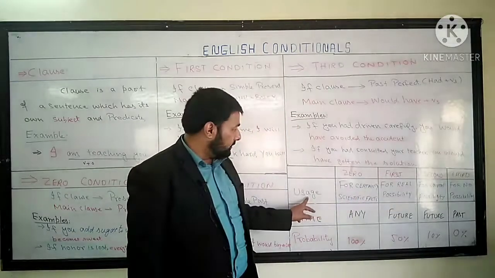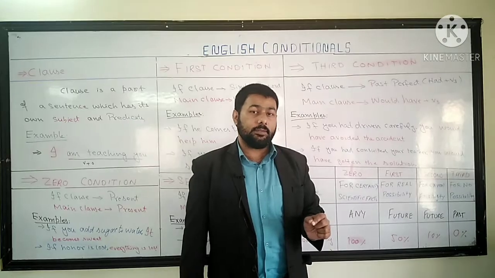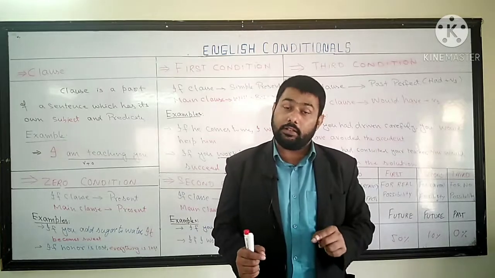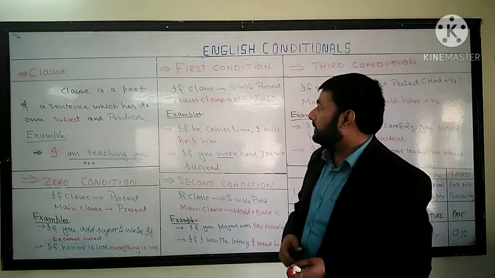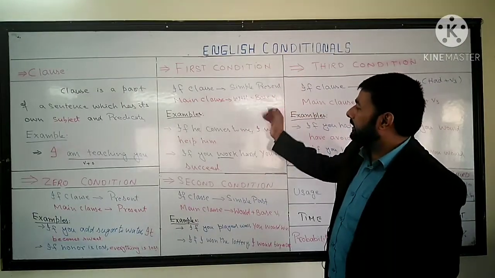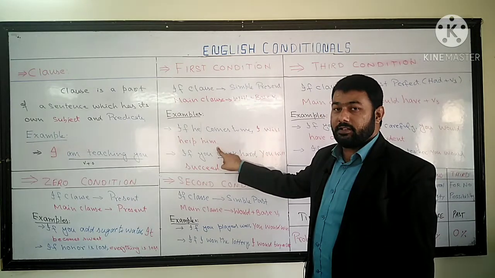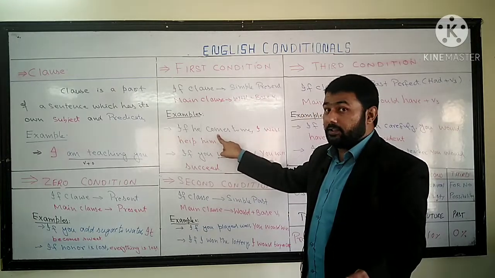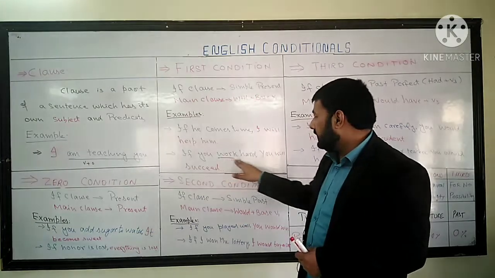The first condition is used for real possibility. In these types of sentences, some reality is usually given with the possibility as well. Let's come back to the example. If he comes to me, I will help him. Now I am presenting something that is actually going to happen. If he comes to me, if my friend comes to me, I will help him. It's a reality. And if you work hard, you will succeed.